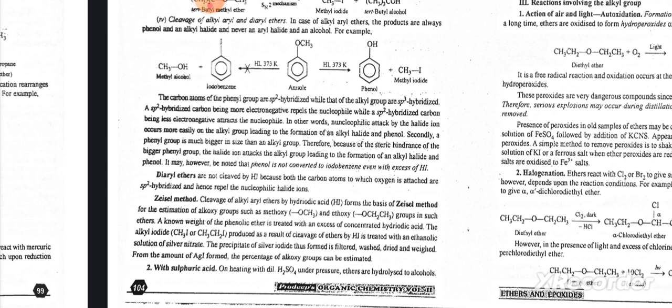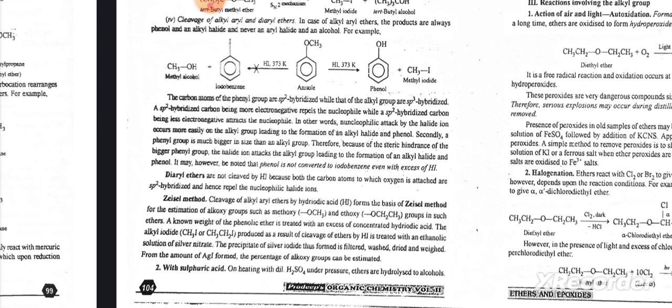Secondly, a phenyl group is much bigger in size than an alkyl group. Therefore, because of the steric hindrance of the bigger phenyl group, the halide ion attacks the alkyl group, leading to the formation of an alkyl halide and phenol. It may, however, be noted that phenol is not converted to iodobenzene even with excess of HI. Diaryl ethers are not cleaved by HI because both the carbon atoms to which oxygen is attached are sp2 hybridized and hence repel the nucleophilic halide ions.